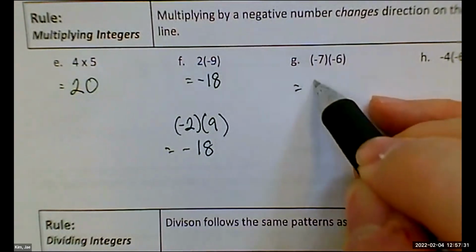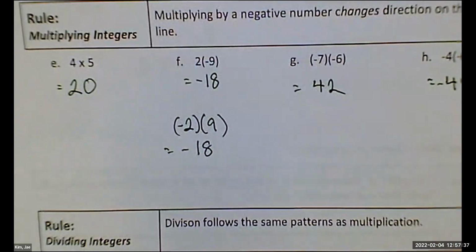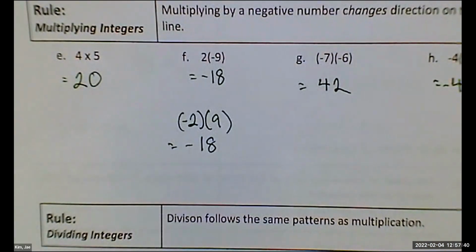So this would be a positive 42, and that would be 24, 40, -48. Calculator comes in handy. Yeah, so wait, is it that an even number of negatives makes a positive and an odd number makes a negative?